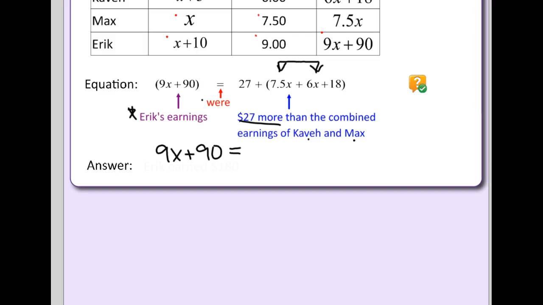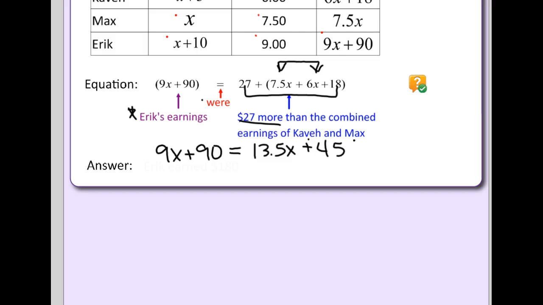So 7.5 plus 6 is 13.5x. Remember, when you're adding decimals, you have to line up the decimal places. And then if we put my 27 and 18 together, we get 45. Oh, well, now we're back to problems where we've got x on both sides.